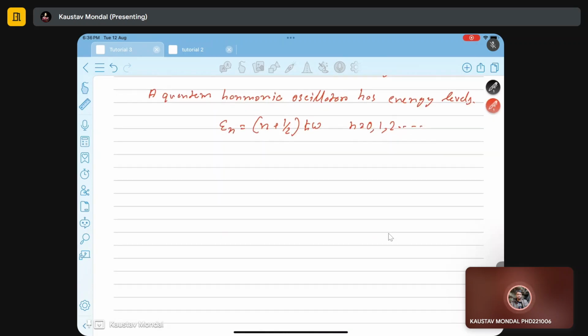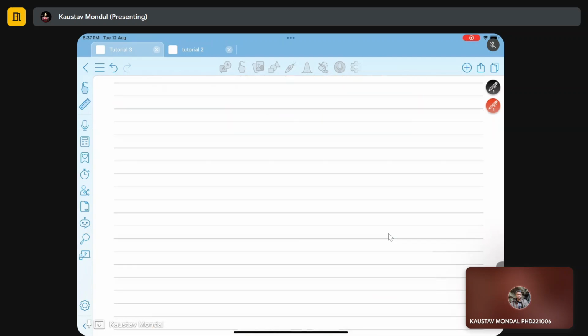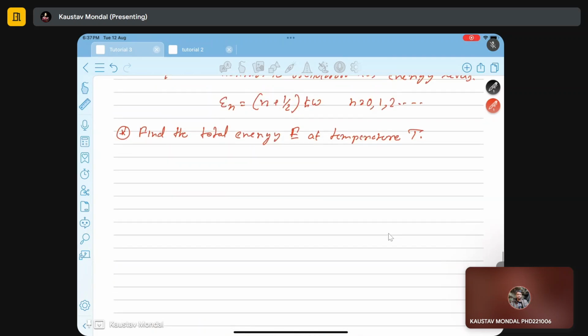So now the question is: find the total energy at temperature T. Basically, as a quantum harmonic oscillator, its energy levels are like this.